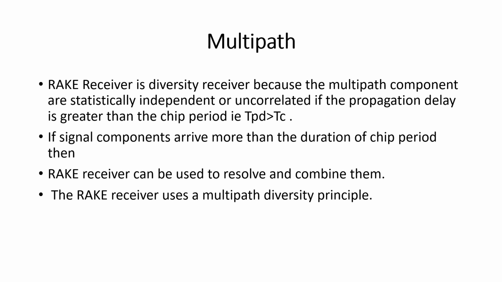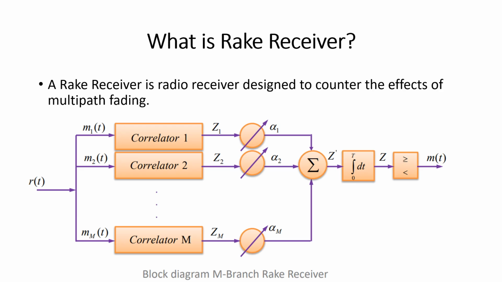So what are we going to discuss further? As of now, just remember this. First of all, we have to discuss what a rake receiver is. A rake receiver is a radio receiver which has been designed to counter the effect of multipath fading. And how are we going to do that? To do that, first we need to understand the block diagram structure, that is, what it is made up of and how we are going to nullify the effect of multipath fading.